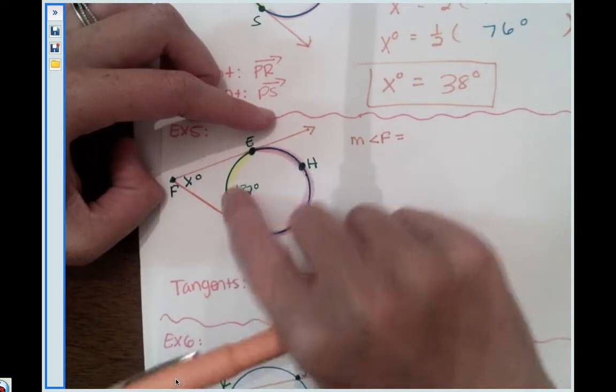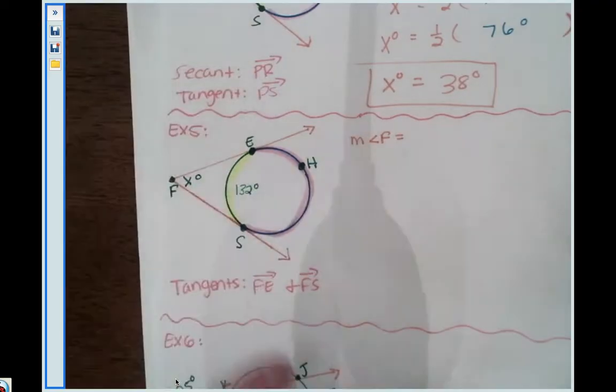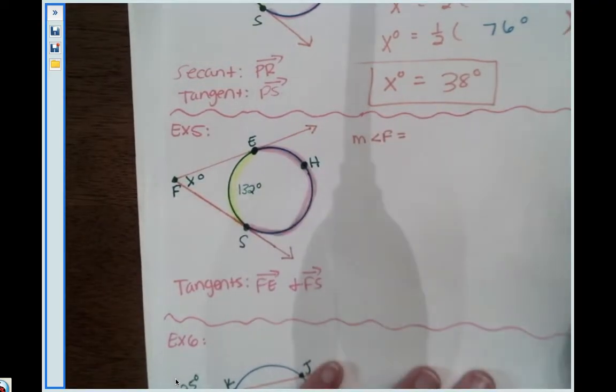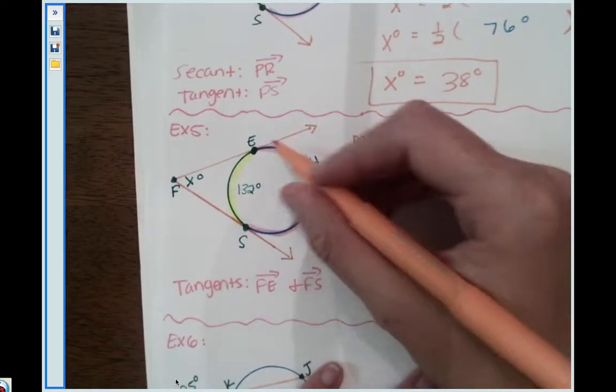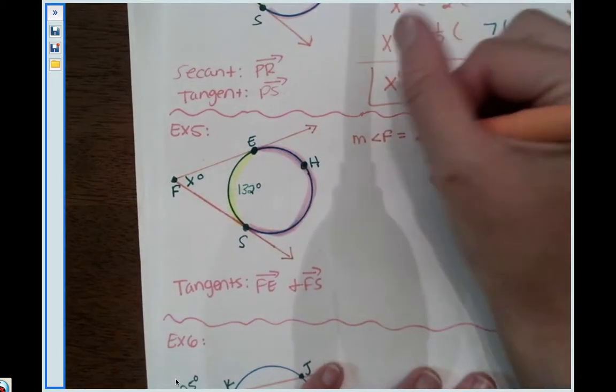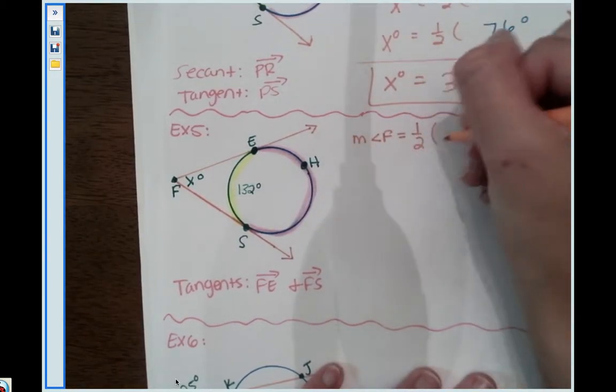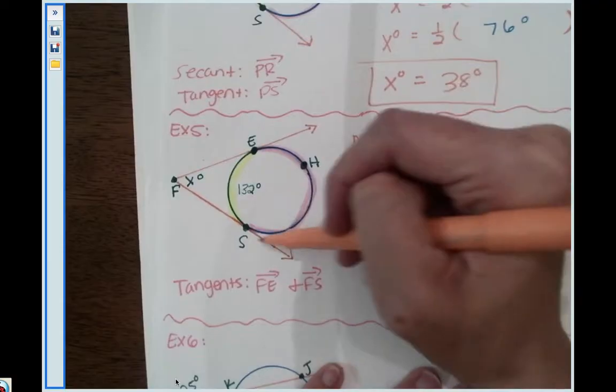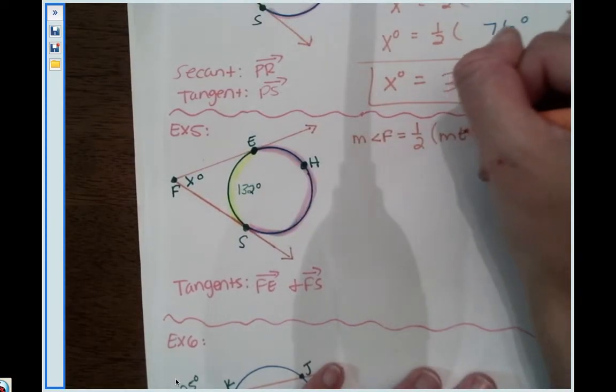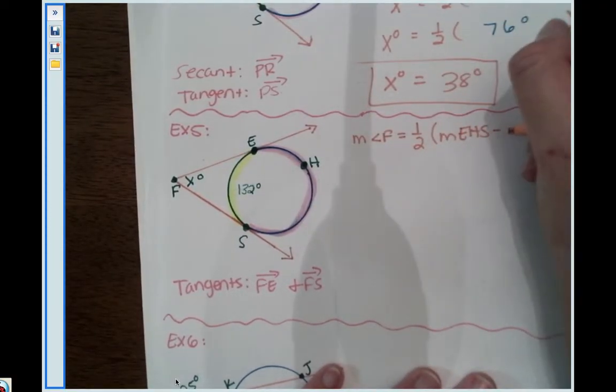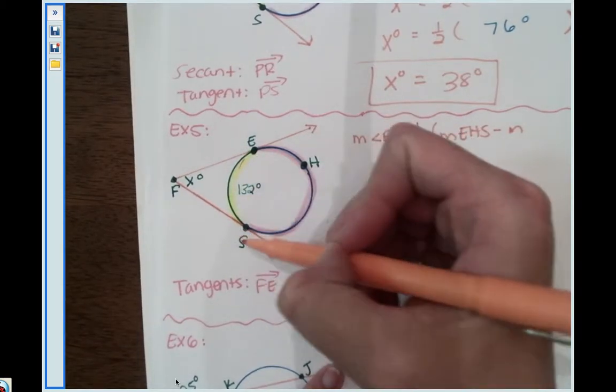So we're actually going to get the whole circle when we get done, which is going to be cool. Okay, so the measure of angle F equals my outer intercepted arc, which is this pink guy right here. So 1/2 the measure of arc EHS minus the measure of my inner intercepted arc.